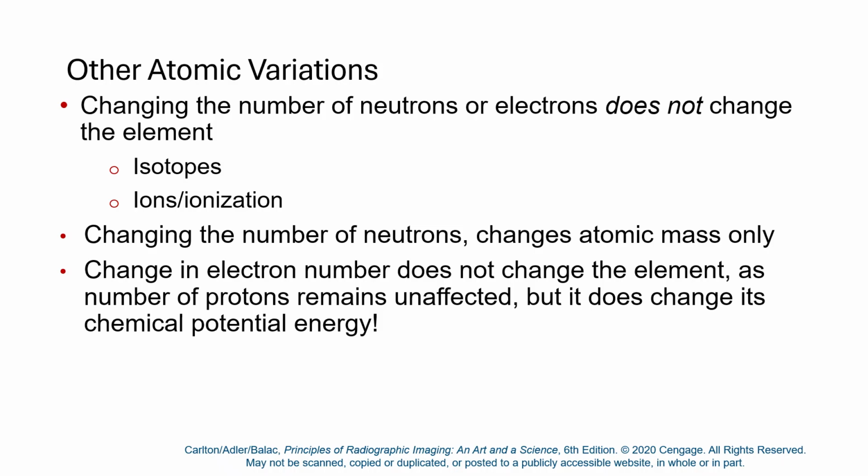And so with ions, we get chemical potential energy, because it's more likely to be reactive, to try to seek out an additional electron or to try to donate an additional electron in terms of a negative ion.